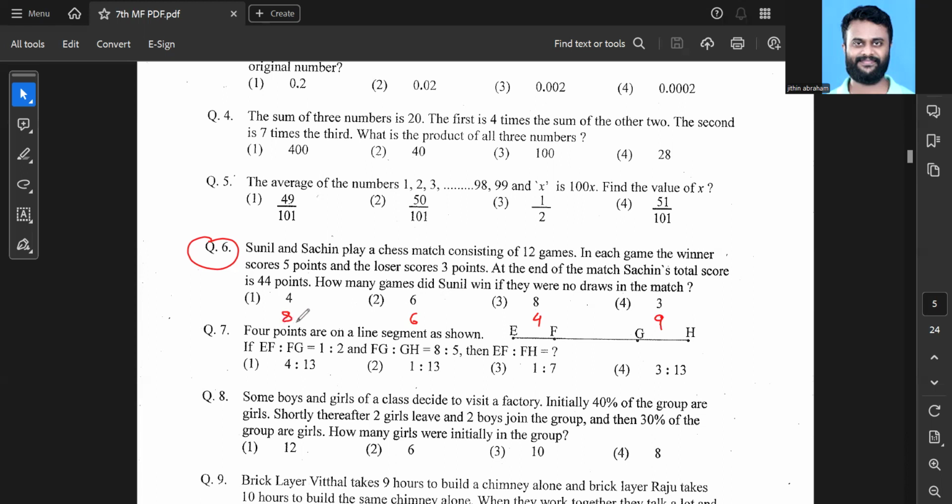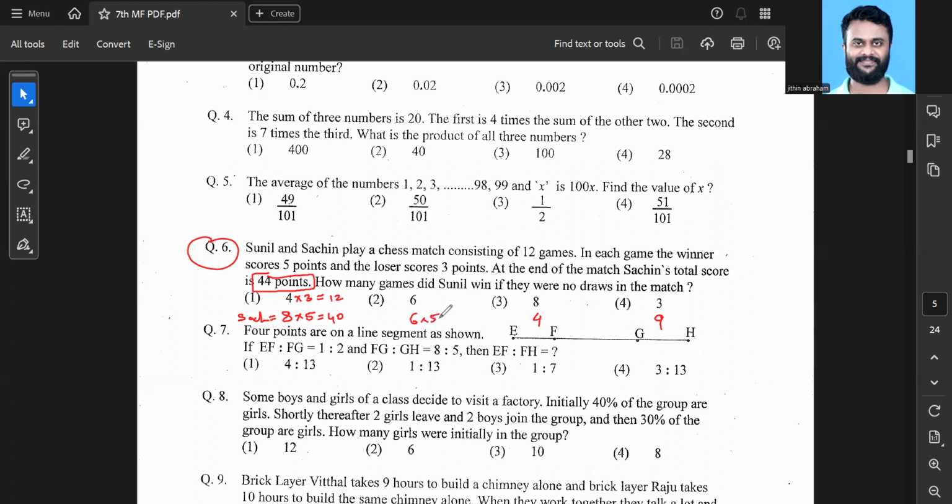Speaking about Sachin's score tally: if Sachin has won 8 matches, multiplied by 5, he gets 40 points for winning. And when he lost 4 matches, he got 3 points each. 4 into 3 is 12. So the total number of points in this case is 52, which is not matching with the points given. They have already said that Sachin's total score is 44. So you have to check which option satisfies this 44.